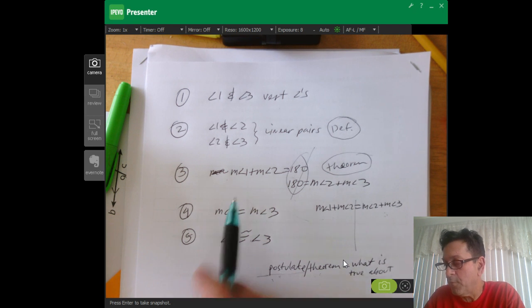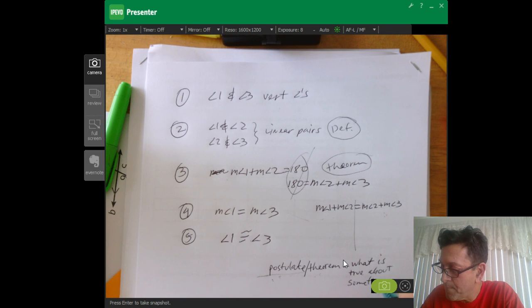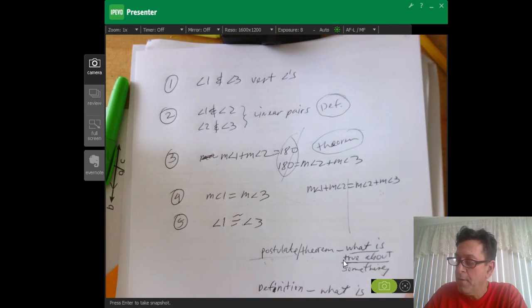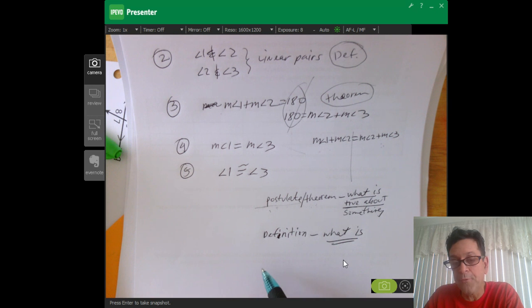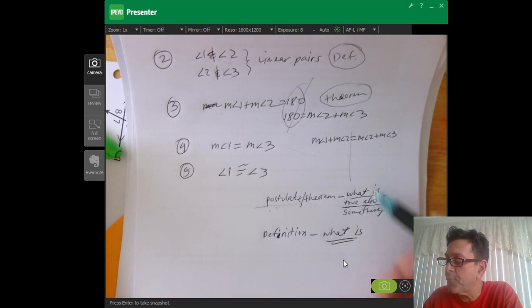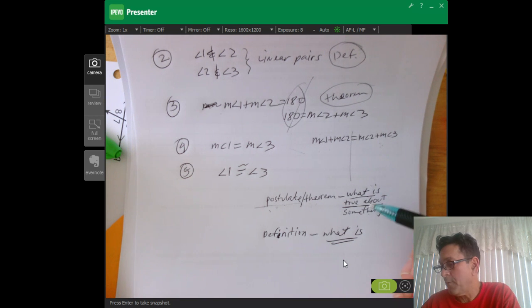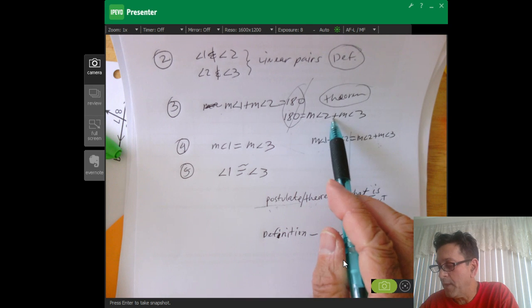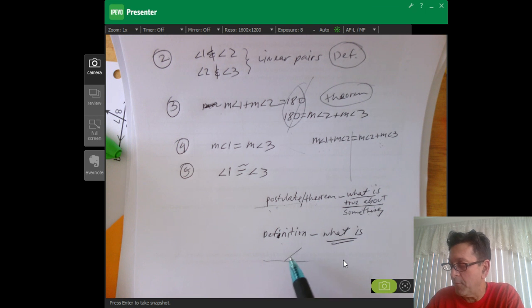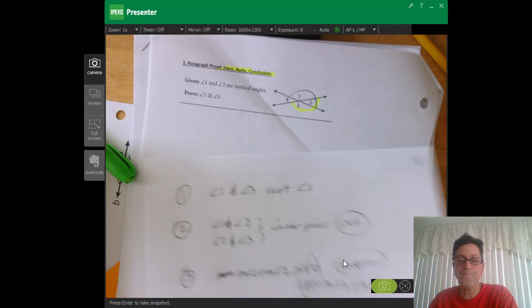So like linear pairs, for instance. What is true about something? Now a definition is what is. That's the main thing that it's answering. So the definition of a linear pair tells you how to determine what it is. It doesn't tell you any of the properties. It just tells you what it is. A postulate or a theorem tells you what's true about it. So the theorem about linear pairs tells you that it's equal to 180. The definition tells you it's two different angles that form a straight line and share a common side. So that's the difference.